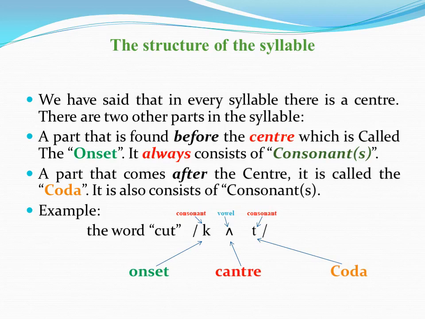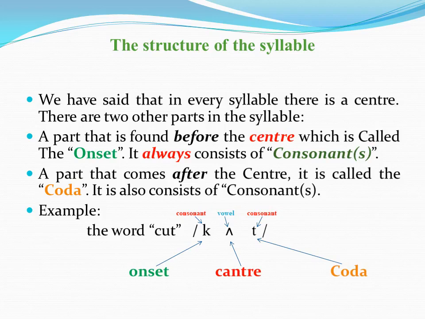Now, there are three parts of the syllable. The center of the syllable, which is usually a vowel sound. What comes before the center is a part which is called the onset. It is always a consonant. And the part which comes after the center is called the coda, and the coda is also always a consonant.